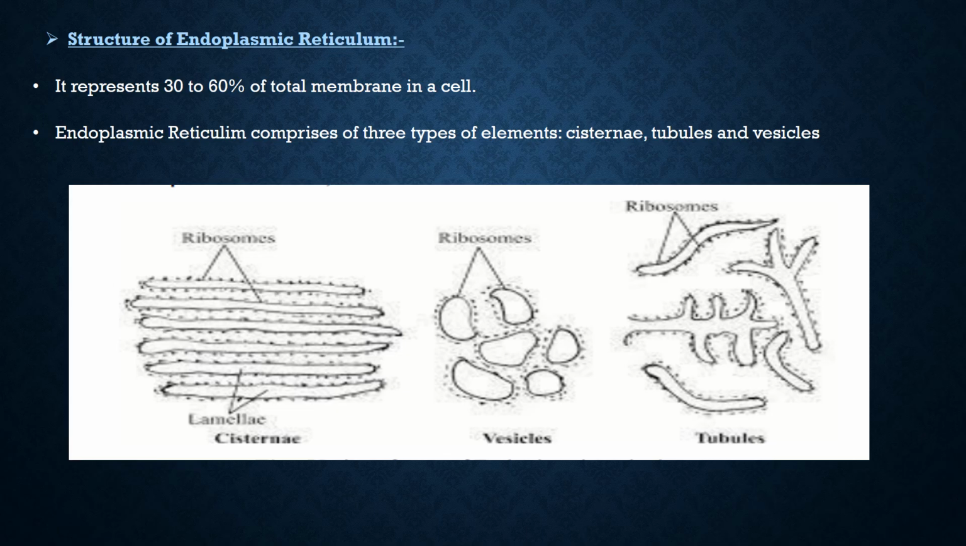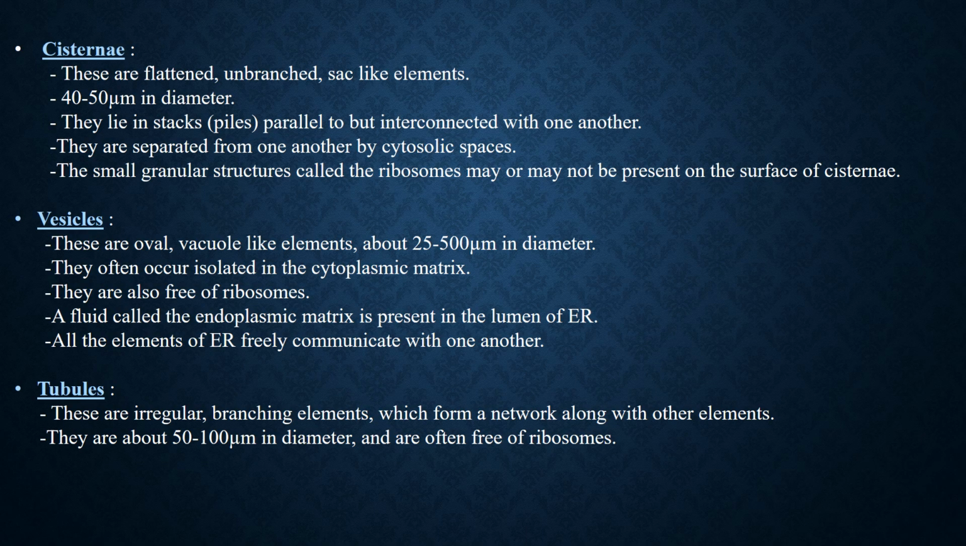Endoplasmic reticulum comprises three types of elements named cisternae, tubules, and vesicles. Cisternae. These are flattened, unbranched, sac-like elements which are around 40 to 50 micrometer in diameter. They lie in stacks parallel to but interconnected with one another. They are separated from one another by cytosolic spaces.